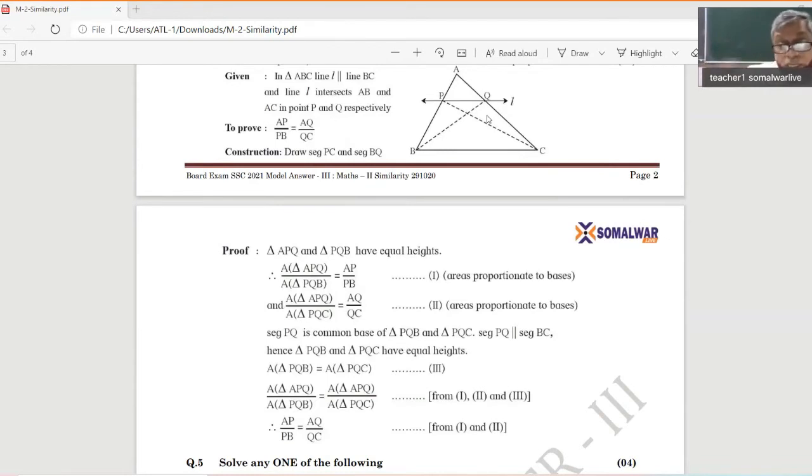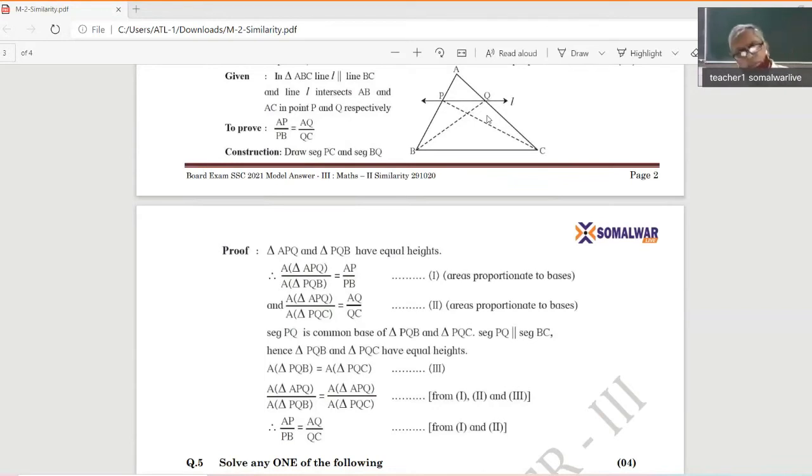When the heights are equal, our first theorem says that for triangle APQ and triangle BPQ, their heights are the same. Therefore, their areas will be proportional to their bases. Therefore, area of triangle APQ upon area of triangle PQB, what are the bases for the height drawn from Q? AP and PB, and therefore that is equal to AP upon PB. The reason is that areas are proportional to the bases.